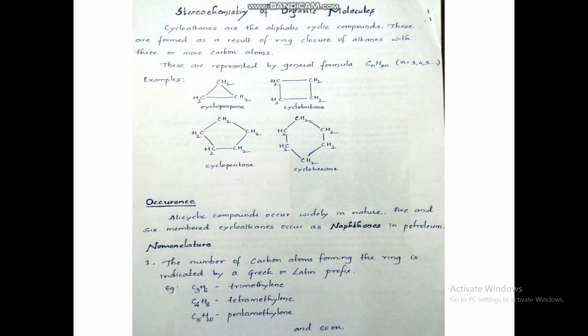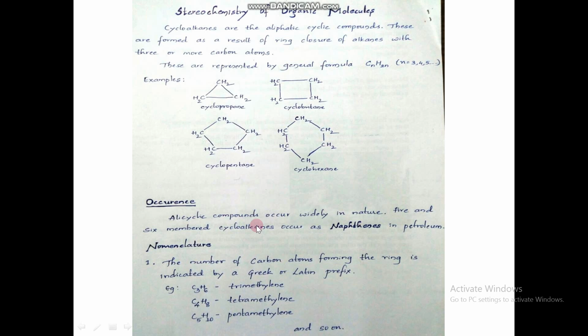Next one is occurrence, where we get these cycloalkanes. Alicyclic compounds occur widely in nature. Five and six membered cycloalkanes occur as naphthenes in petroleum. Naphthenes consist mainly of cyclopentanes and cyclohexanes together with a small percentage of naphthenic acid, which are cyclopentane monocarboxylic acids. So this is the occurrence of alicyclic compounds.